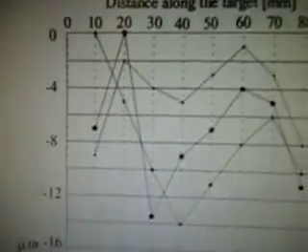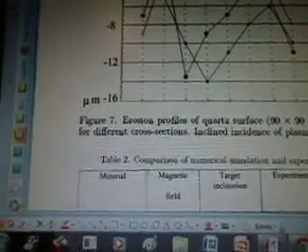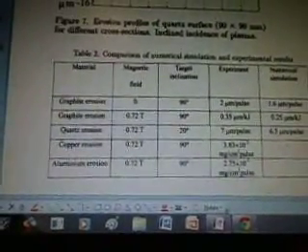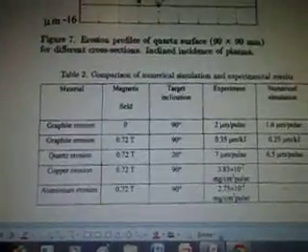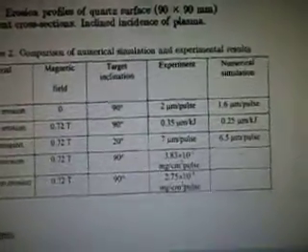Okay, so distance along the target, there's another diagram, and it says erosion profiles of quartz surface 90 by 90 millimeters for different cross sections, inclined incidence of plasma. Then there's the comparison of numerical simulation and experimental results. It's talking about graphite erosion, quartz, and copper and aluminum. And there's the different numbers that they came up with for them.